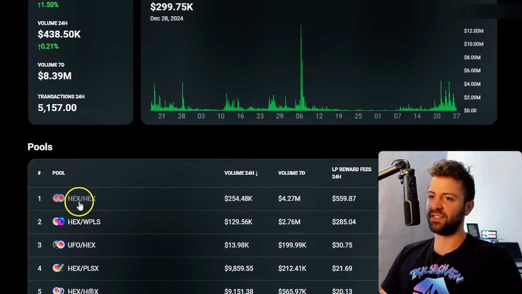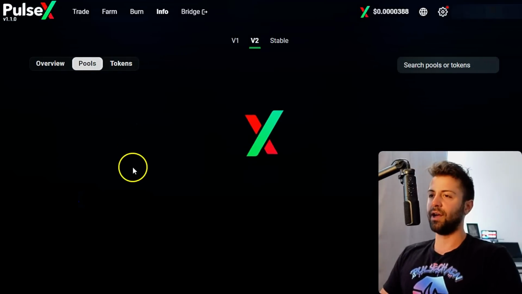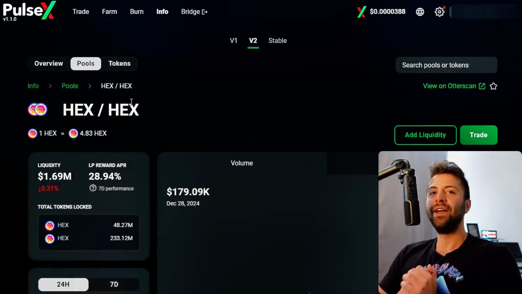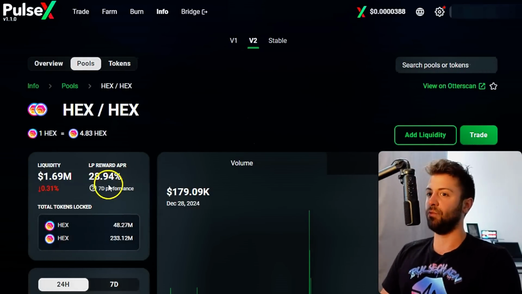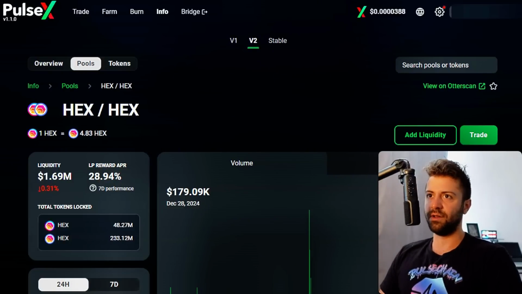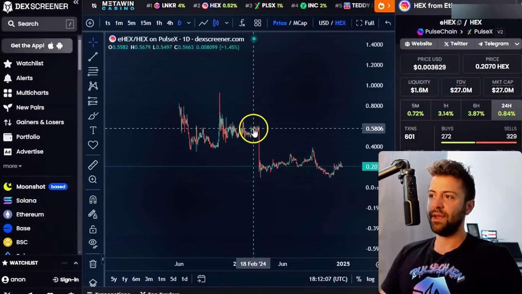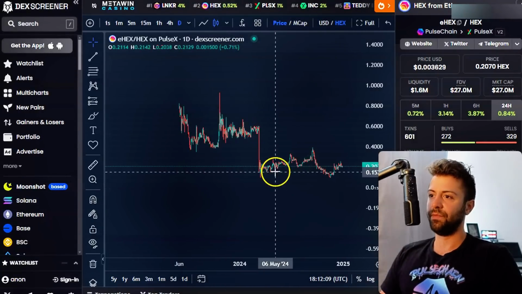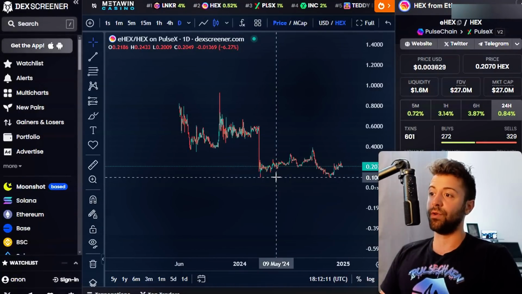Here we go. The pools just came up. HEX is the pair that you want. Okay, this is basically eHEX and PHEX. We'll click on this and we'll see how much APY you're earning. But look, 28% APY, 29%, that's very, very high. That's actually incredibly high. But you're also putting yourself at a lot of impermanent loss risk because look at the volatility of this ratio. It used to be a 2-to-1 ratio. Then it went all the way down to a 10-to-1 ratio.